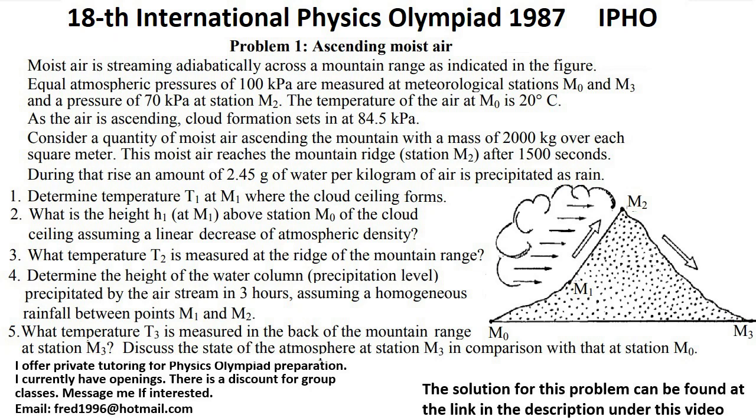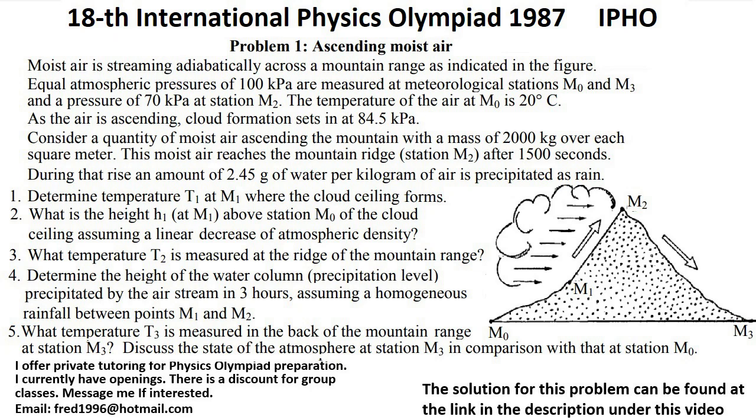As the air is ascending, cloud formation sets in at 84.5 kilopascals. Consider a quantity of moist air ascending the mountain with a mass of 2,000 kilograms over each square meter. This moist air reaches the mountain ridge, station M2, after 1500 seconds. During that rise, an amount of 2.45 g of water per kilogram of air is precipitated as rain.